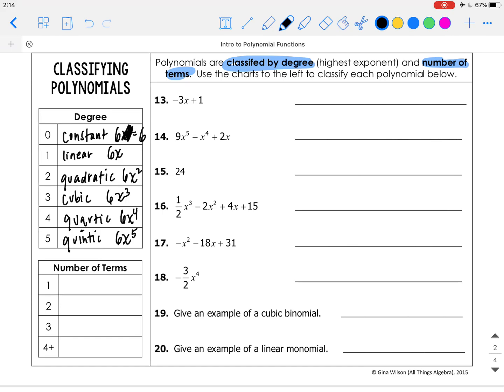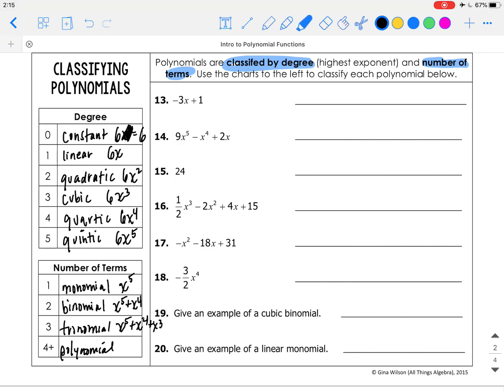Now my number of terms, these are also words that you have probably heard before. I have my monomial. This is just one term, so let's say we had x to the fifth or something. Binomial would be for 2. Let's say we had x to the fifth plus x to the fourth. 3 is trinomial. So let's just come up with 3 random things. And 4 plus is polynomial. And I think you get the picture, right? We would just have 4 terms all smushed together. So let's start naming these, right?